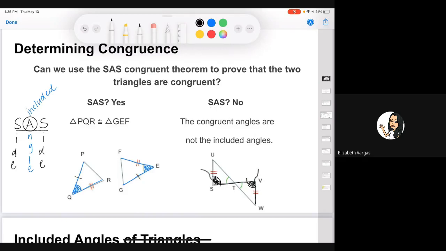Because if I were to prove that those two triangles are congruent, then what I would want to see is that this angle is congruent to this angle, because that's the included angle. In the side angle side congruence theorem, you only want to use the included angle. So because that's not an included angle, we couldn't prove that those two are congruent using the side angle side theorem.